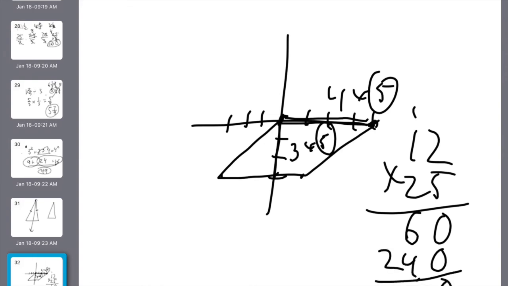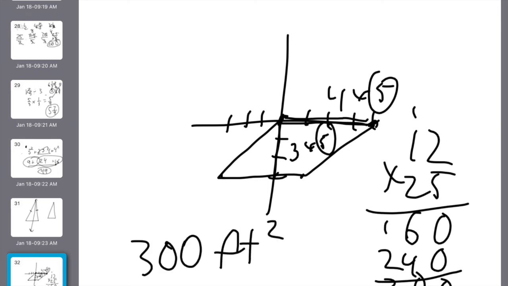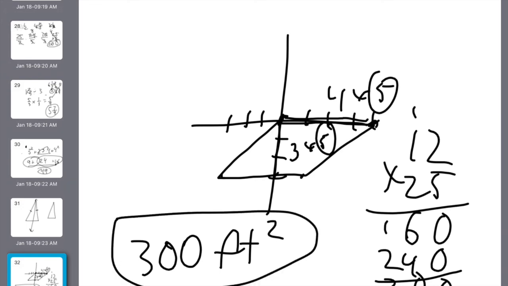Okay, that's a 10. Carry the 1. That's a 5. That's a 6. Add a 0. 4, 2. Add it. 0, 10, 1, 3. It's 300 feet squared. That was a tricky problem. Many of us might have said it's 12. Some of us might have said it's 60 because we took 12 times 5. That was great math there.